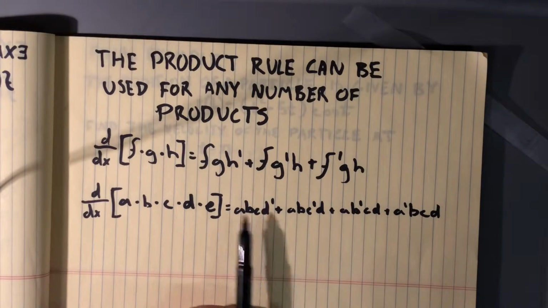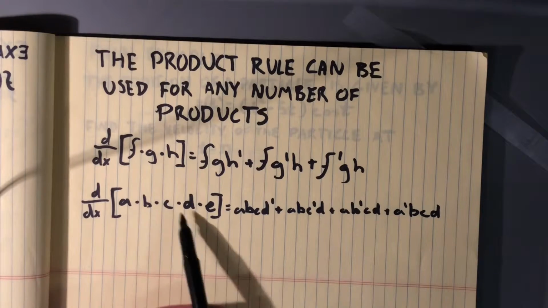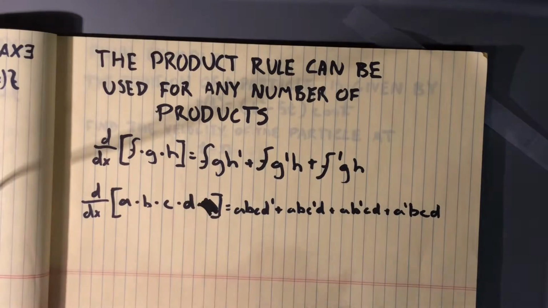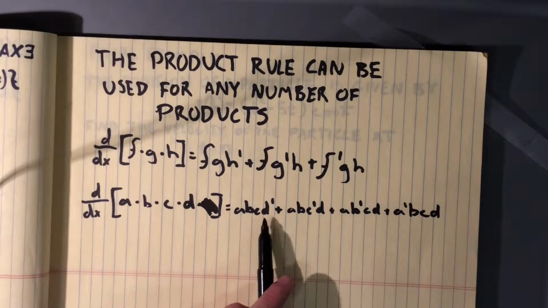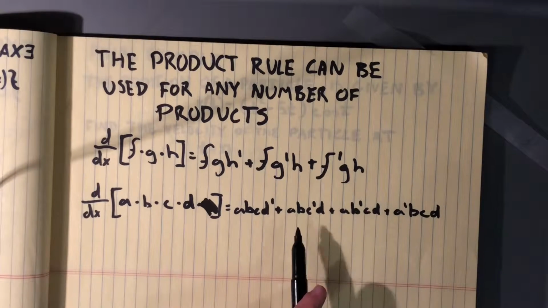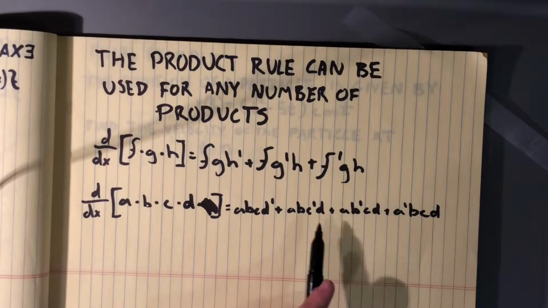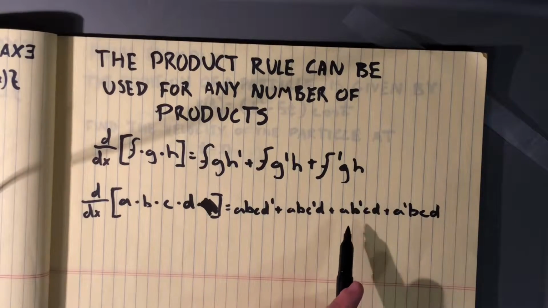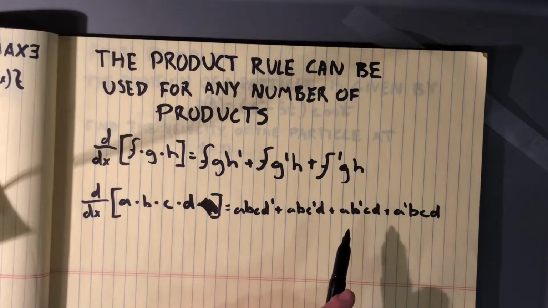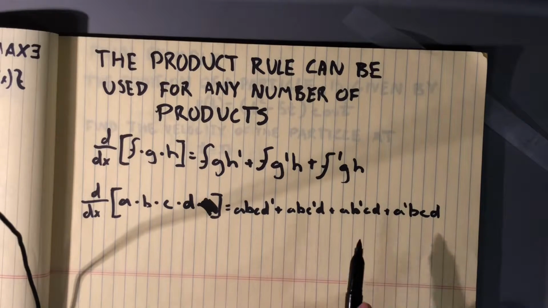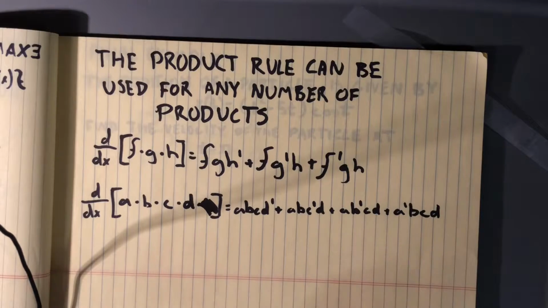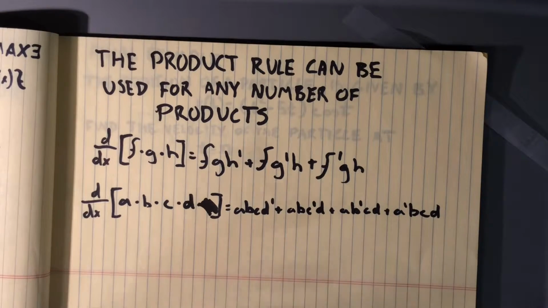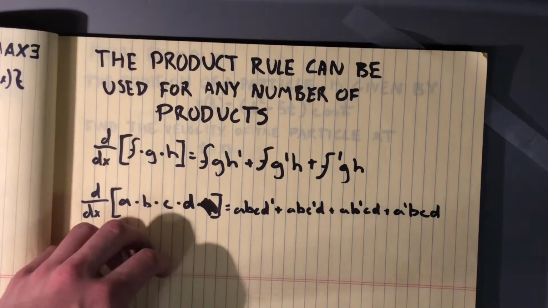For example, we have 4 terms right here: a, b, c, d. ABC times the derivative of d, plus AB times the derivative of c, d, plus a times the derivative of b, cd, plus the derivative of a times bcd. And we don't really have to do an example of this because you already know how that goes.